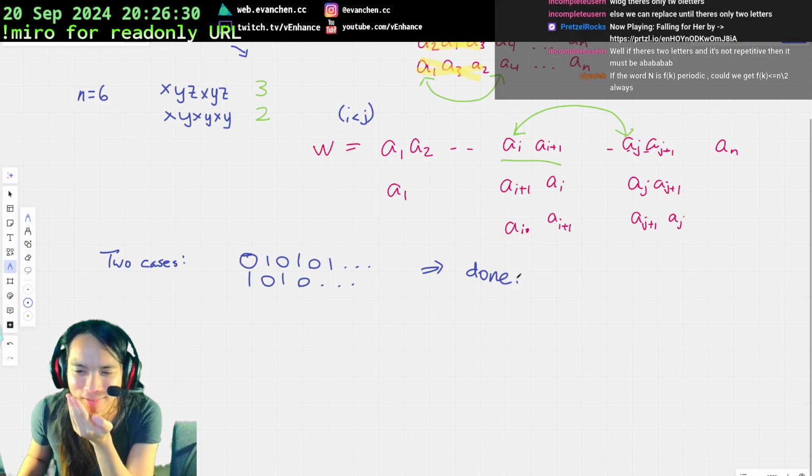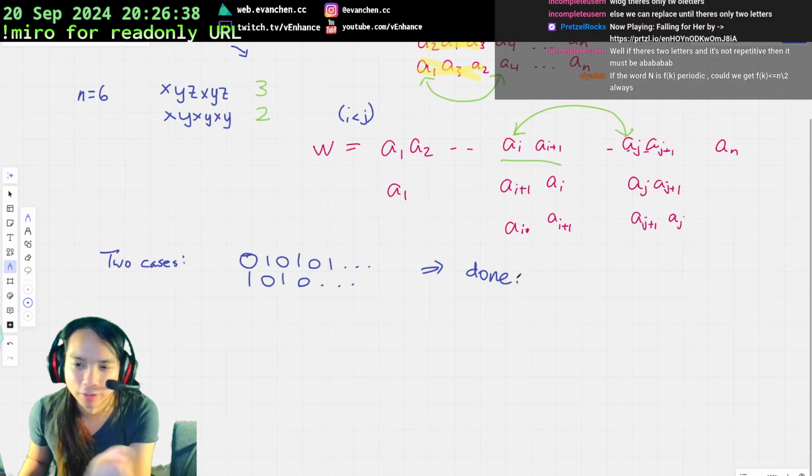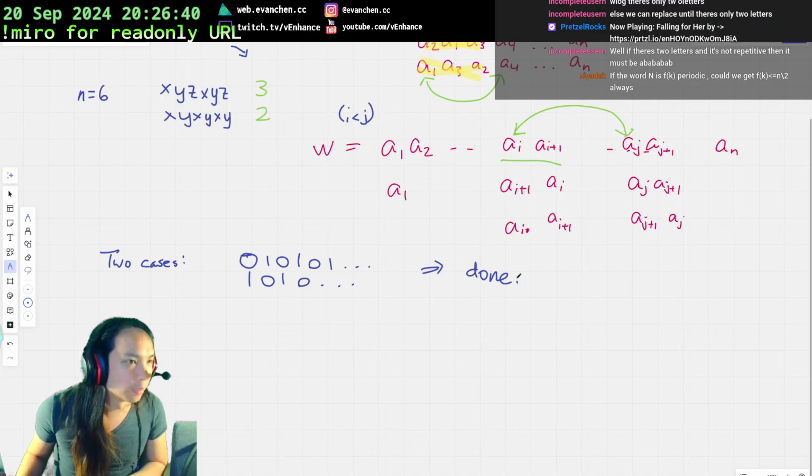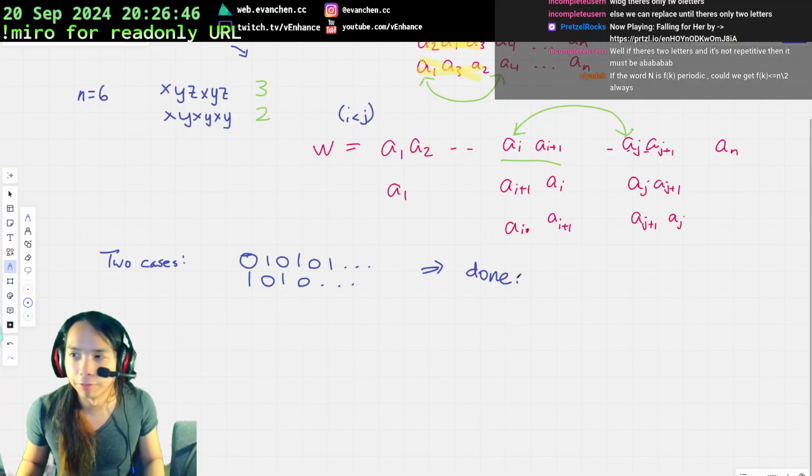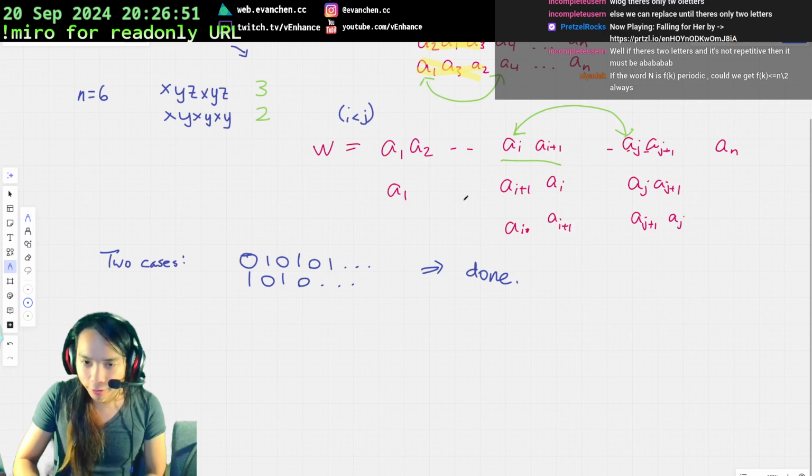How do I check this? 100101. Yeah, if it's repetitive, there has to... Okay, yeah, this is fine. If the word is periodic, I think you're right. I think that's what I was trying to get at here with this green thing. Okay, so otherwise, the word is itself periodic.